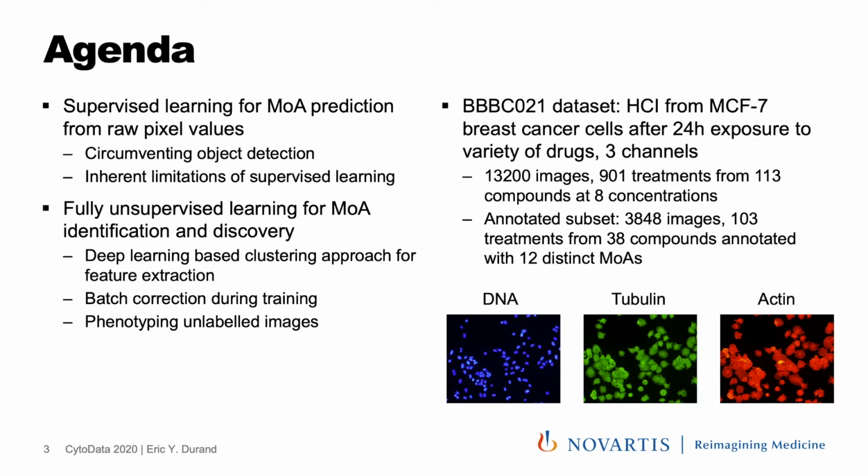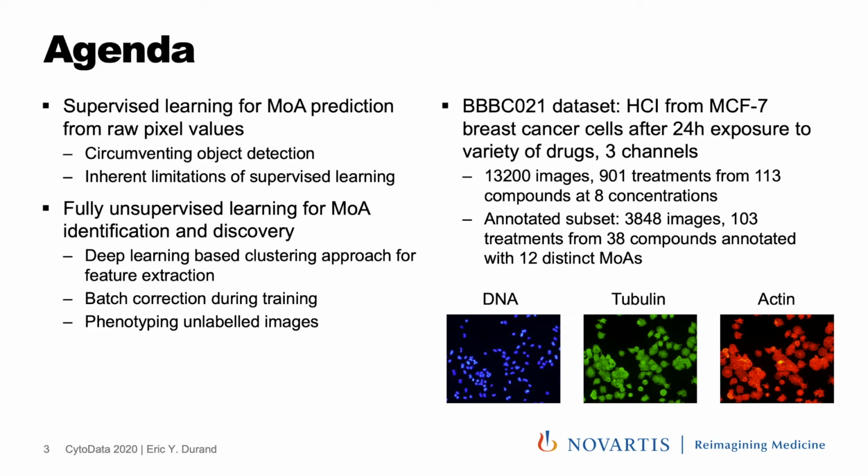So all the results that I'm presenting today come from the well-known BBBC021 public dataset that is from breast cancer cells that are treated with a variety of drugs and imaged after 24-hour exposure over 3 channels that are DNA, tubulin, and actin. The dataset consists of above 13,000 images from 901 treatments.